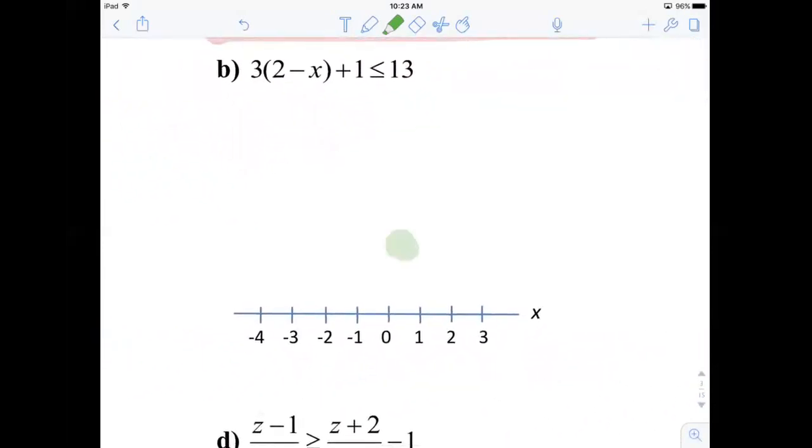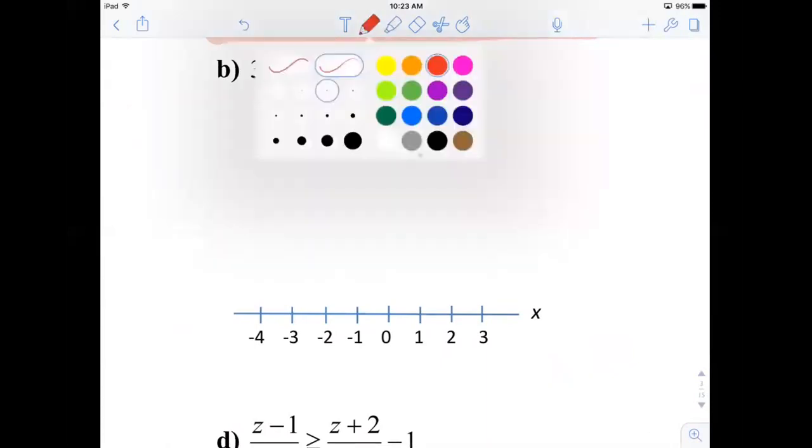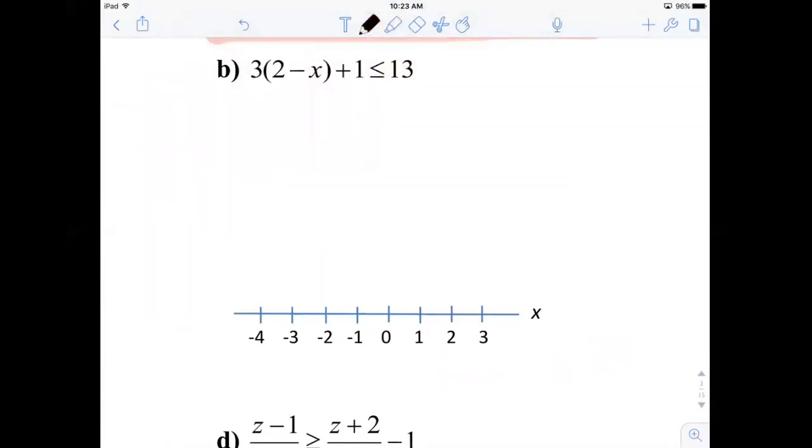Now we've got a little bit more complex stuff happening, but we tackle it in the same way. And when I say the same way, I mean, we think of it just like it was an equation. So if this was an equation that you were solving, even back in grade 9, you might have had an equation that looked something like this. It wouldn't have had an inequality sign, though. It would have just had an equal sign. But you would have recognized that you have to expand it out first. So 6 minus 3x plus 1 is still less than or equal to 13.